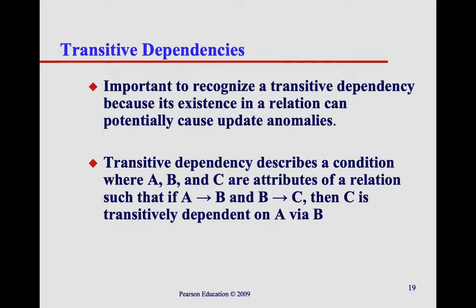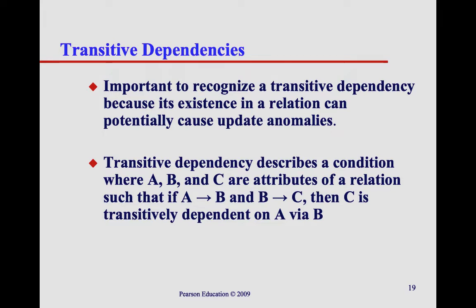So there's a type of functional dependency called a transitive dependency. Okay. So if A determines B and B determines C, then there is a transitive dependency from A to C.